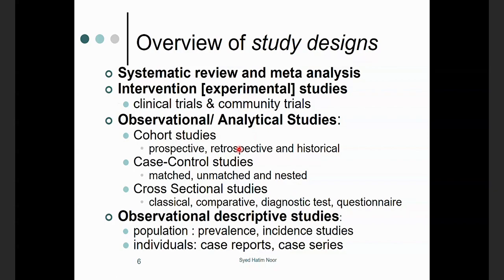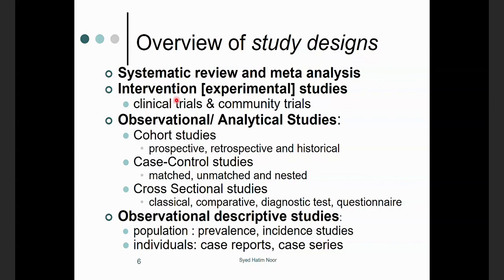RCT is the gold standard. Randomized controlled trial is the gold standard. We have another one, systematic review and meta-analysis. This one I will not introduce. Since a trial is very expensive, people go for systematic review.